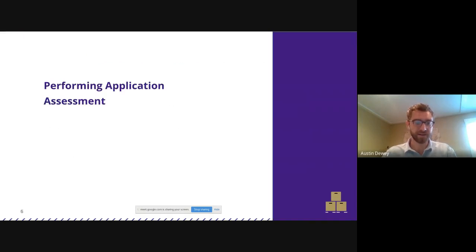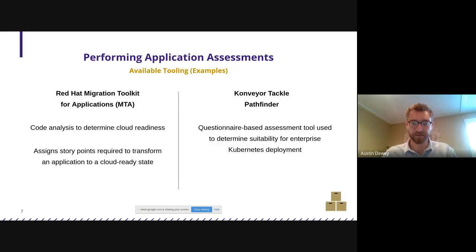Next is performing an application assessment. This is one of those things that we're not quite doing yet at our customer, but we want to start doing. This is about determining if an application is in a cloud-ready state. There are a couple of good tools we can use for that. The first one is Migration Toolkit for Applications. This will scan through any Java-based application and determine if it's in a cloud-ready state. If it's not, it'll assign the story points required to transform it and get it there, so you can determine the level of effort.